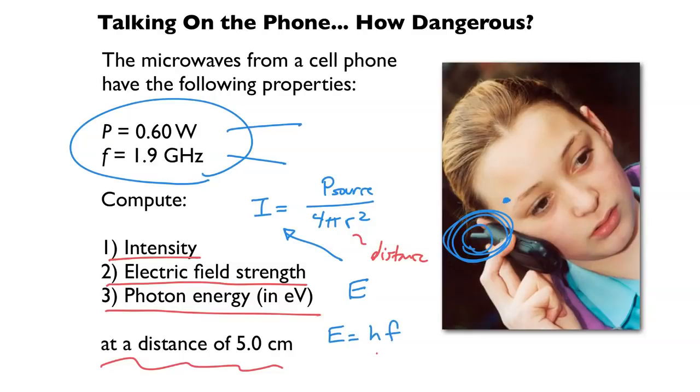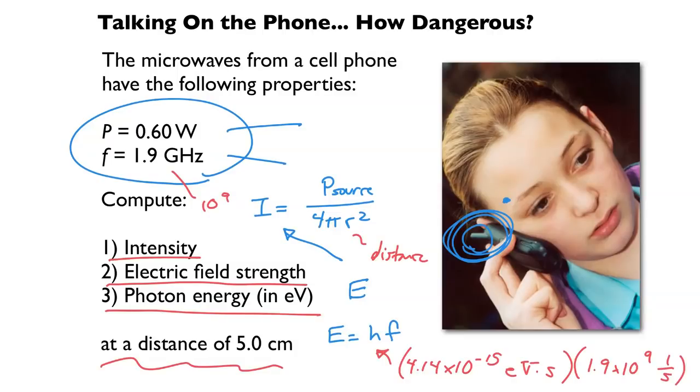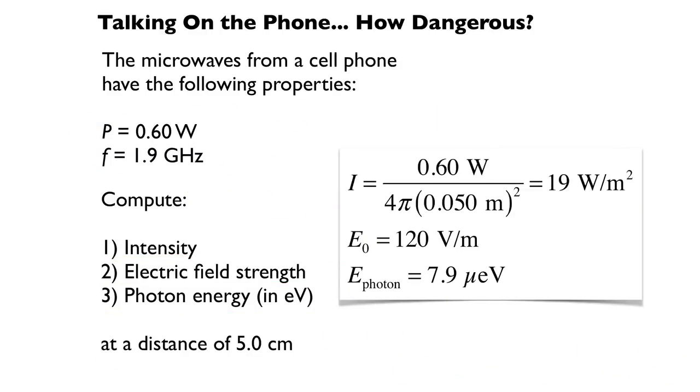And I'm going to use the version of Planck's constant in electron volts. That's 4.14 times 10 to the negative 15th electron volts times seconds. And I multiply it by the frequency, which is in hertz, but hertz is 1 over seconds, so it's times 1.9 times 10 to the 9th, because giga is 10 to the 9th. The units of seconds cancel, and I'm just left with an energy in electron volts. Putting those pieces together and calculating, I get an intensity of 19 watts per square meter.